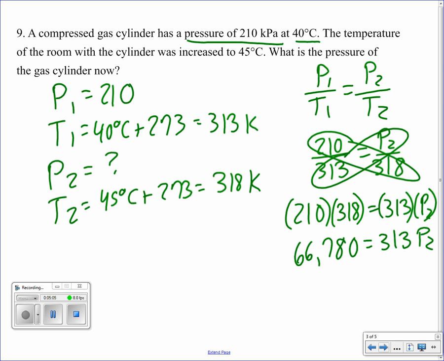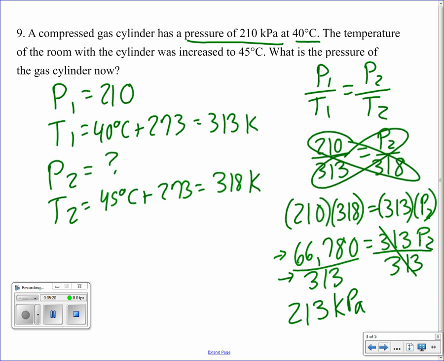And then to get my P2 by itself, I'm going to divide both sides by 313. Divide by 313, cancels out on this side. And I took this one, divided by that, and I get 213 kPa equals my P2.